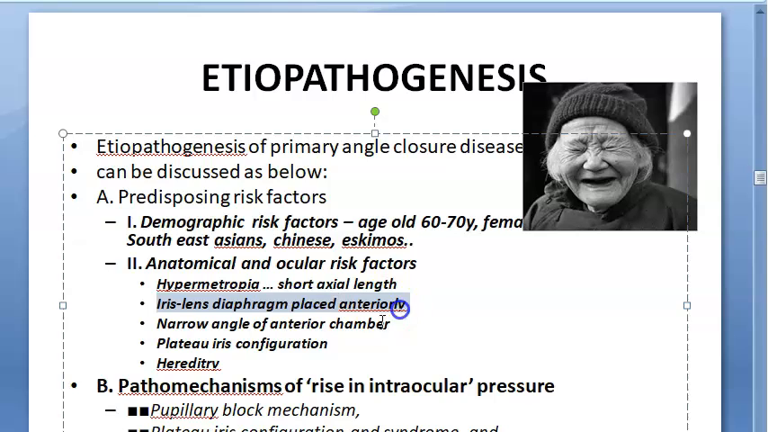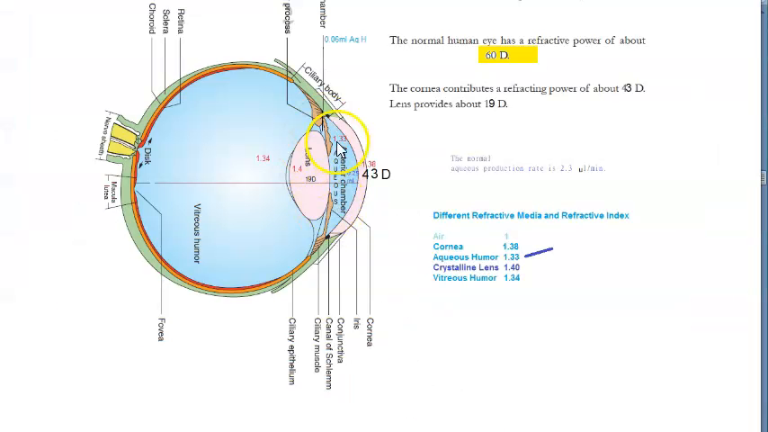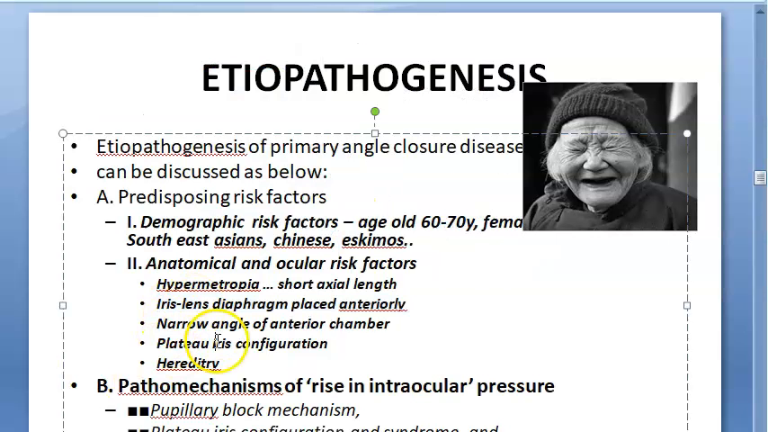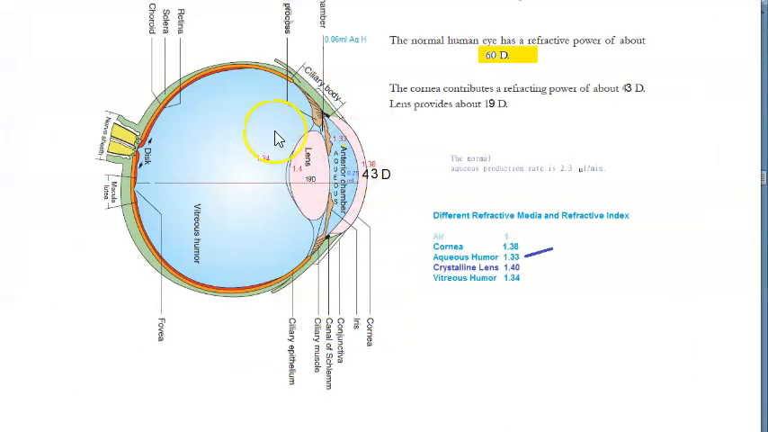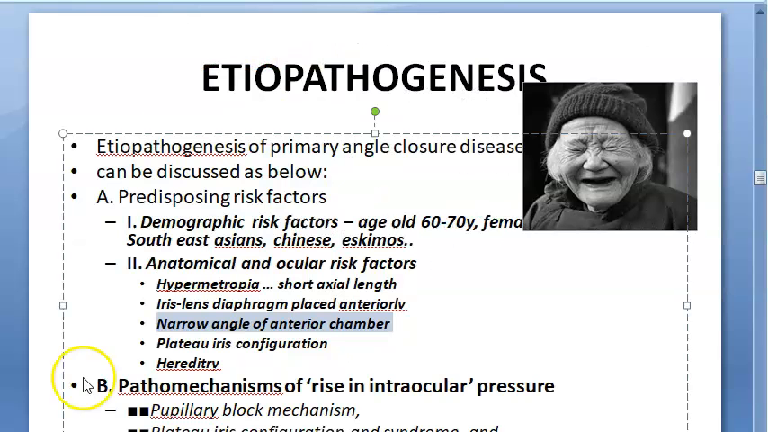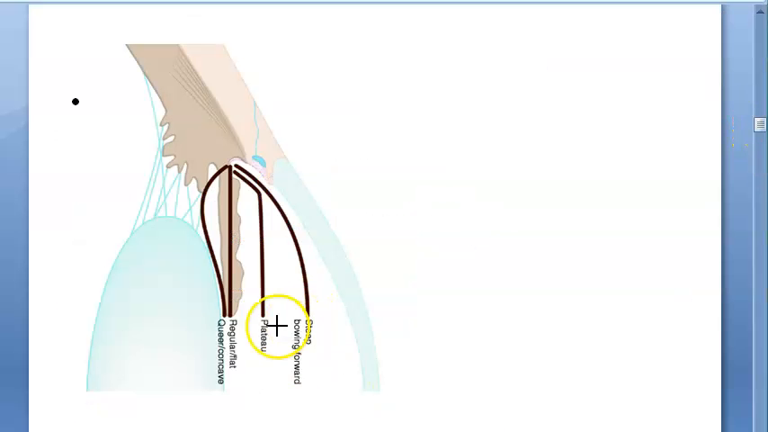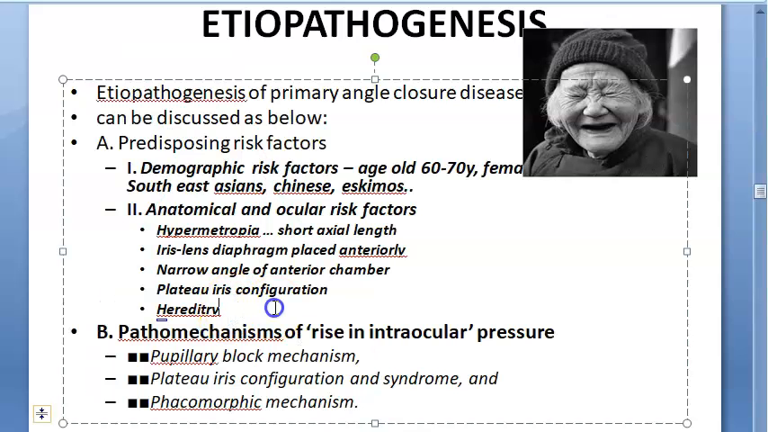Okay. Iris lens diaphragm is anterior. So something like the iris is anterior. So what will happen? The anterior chamber will have smaller space, right? Narrow angle of anterior chamber. Okay. So that's the whole thing that we are telling. Angle of the anterior chamber is narrow means what? Obviously it can go into angle closure. Plateau iris configuration, we told you iris will have so many places where it can be. If there is plateau iris, that is here. If plateau iris is there, then they are at risk of developing primary angle closure, and heredity. Okay, so you can blame heredity.